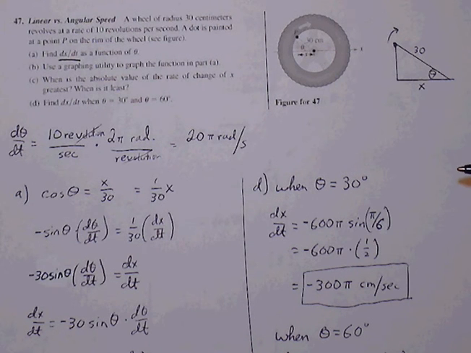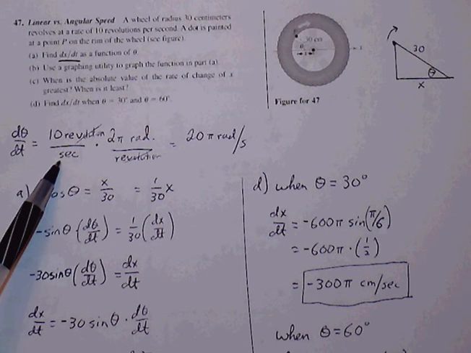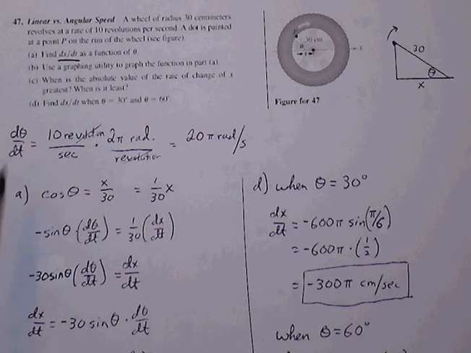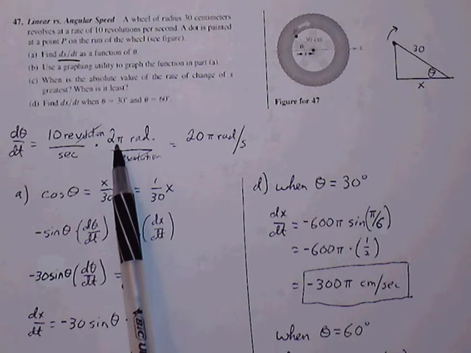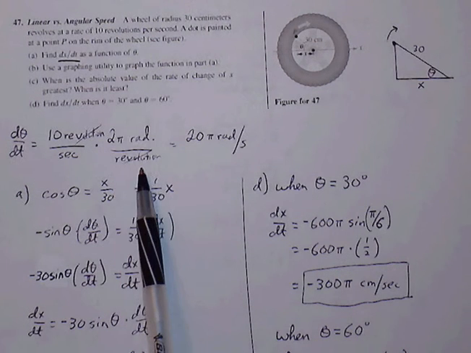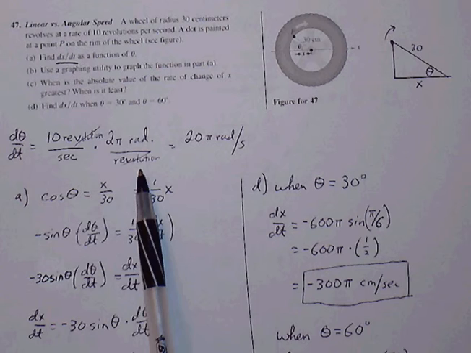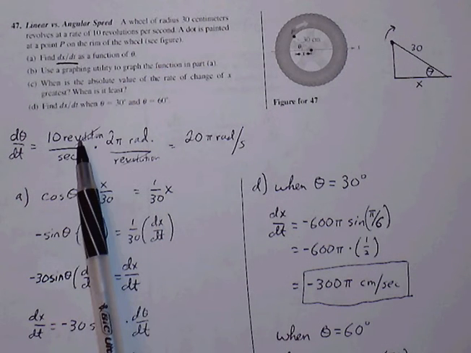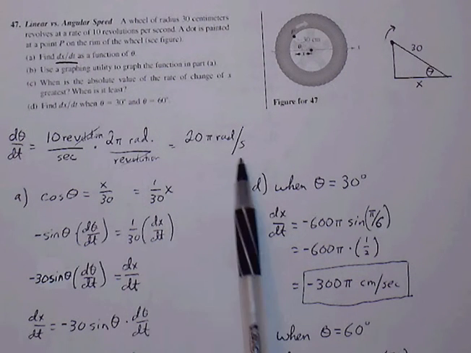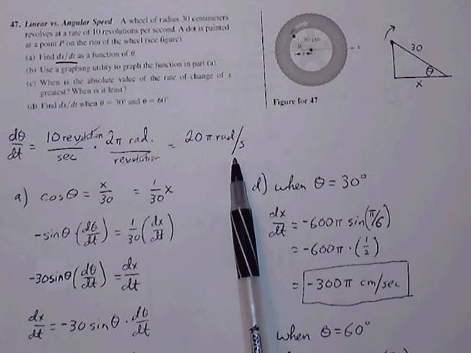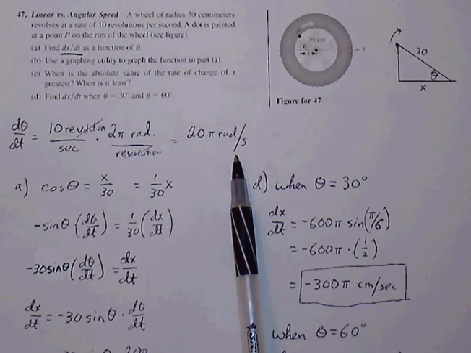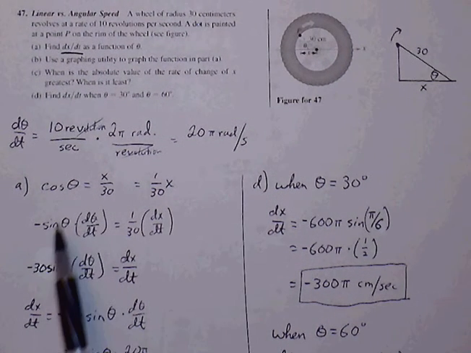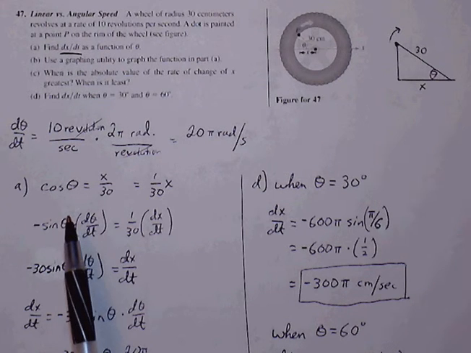So first we can find what d theta over dt is. 10 revolutions per second, we want to get this in terms of radians, and so we know it's going to be 2 pi radians per revolution. If we cancel out the revolutions, we get 20 pi radians per second, so that's going to be our d theta/dt we're going to use to help solve our problem. So part A, find dx/dt as a function of theta.